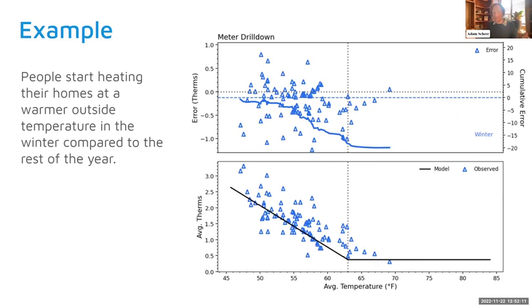Here, I'm just isolating the winter. So I'm showing the CalTrack daily model exactly as it was on the previous graph on the bottom, and I'm showing the winter data points. And on the top, same kind of thing. I'm just showing the error that exists for each one of these data points relative to the model. And the dark blue line is the cumulative error that I'm summing up for every single data point as we go from the lowest temperatures to the highest temperatures in the winter.